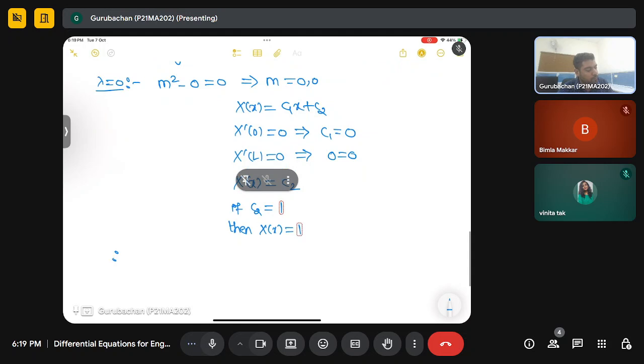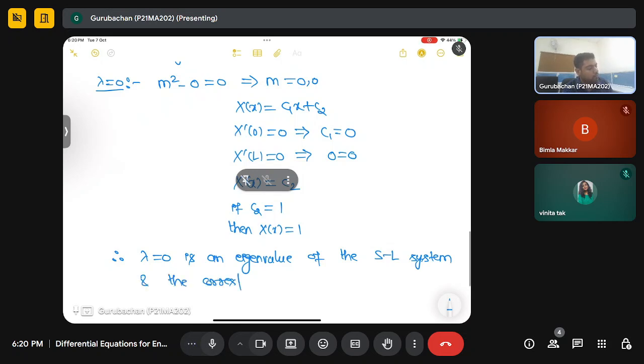So therefore lambda equal to 0 is an eigenvalue of the SL system, and the corresponding eigenfunction is X(x) equal to 1.